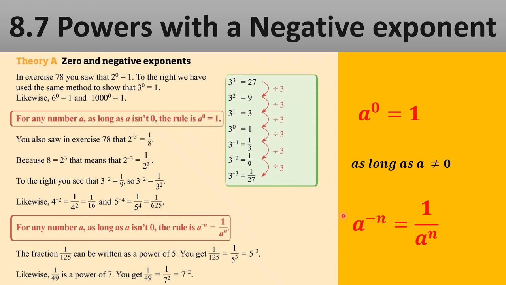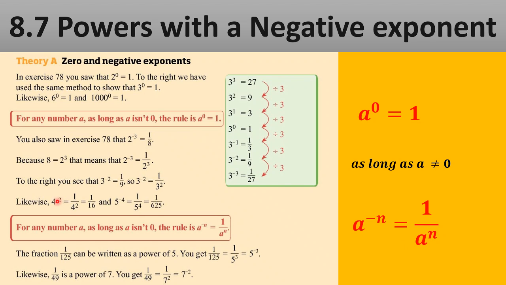Etc. And this is the mathematical rule that you can now state using letters to make this a general rule. For any number a, and again, as long as a isn't 0, you can say, well, if I have a to the power of negative n, that's the same as 1 divided by a to the power of n.